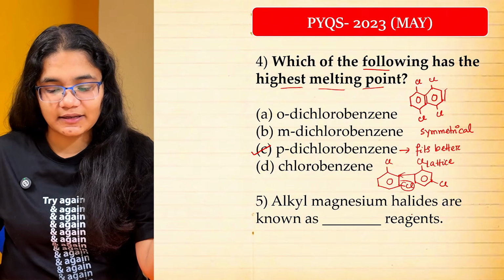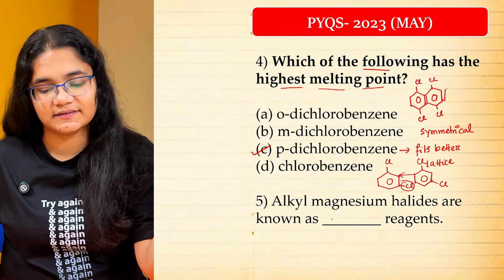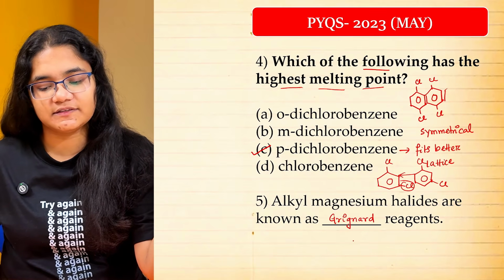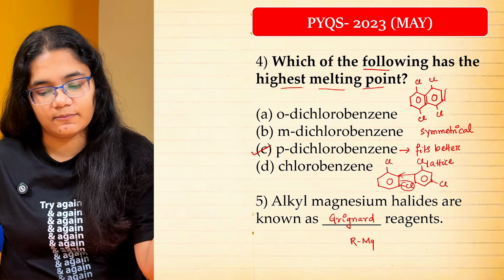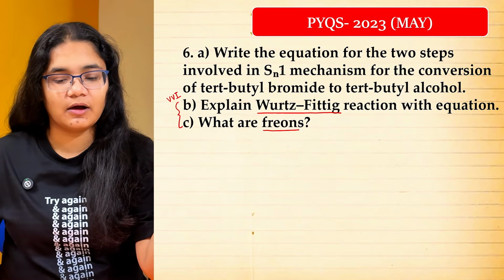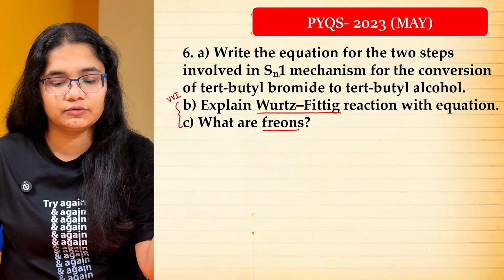Next, alkyl magnesium halides are known as Grignard reagents, right? What's the structure? R MgX.